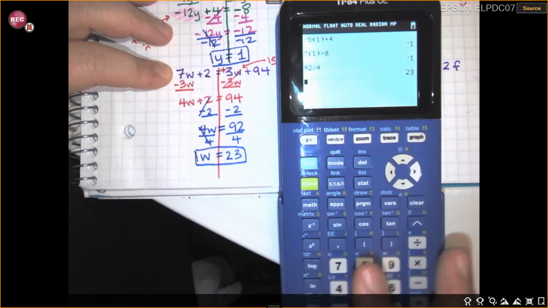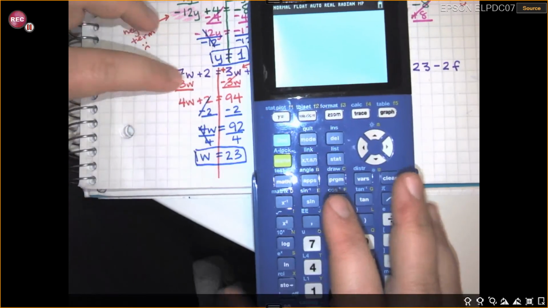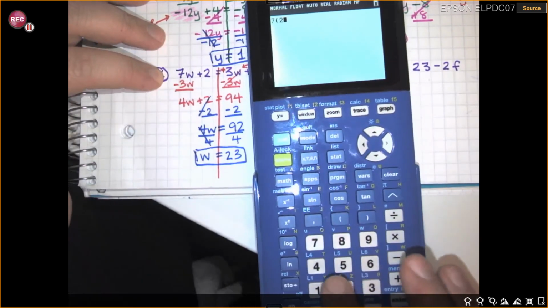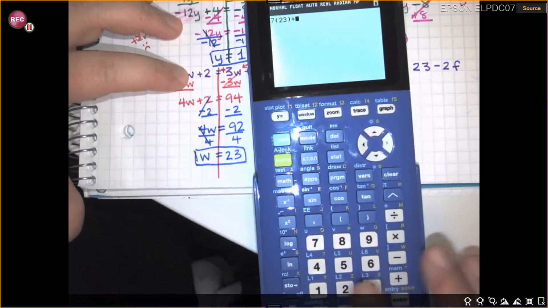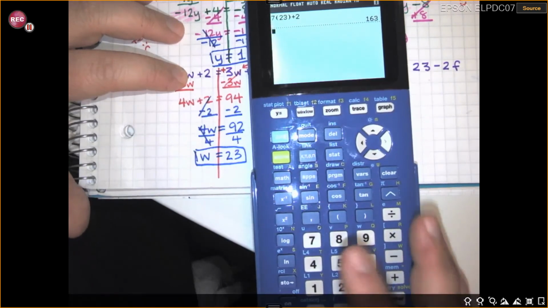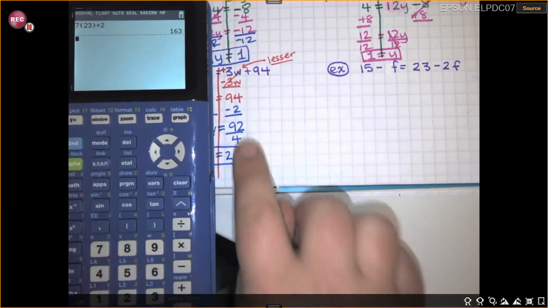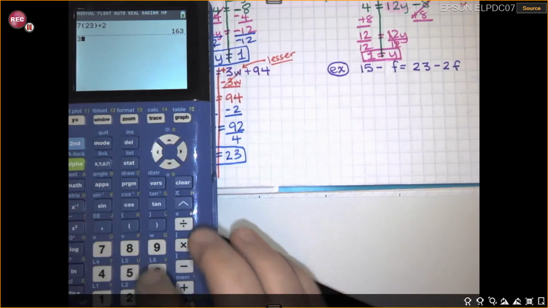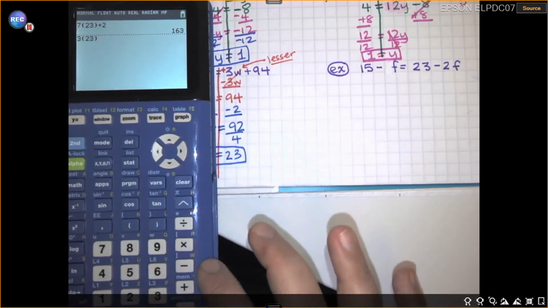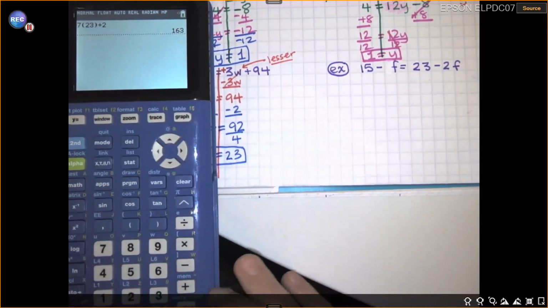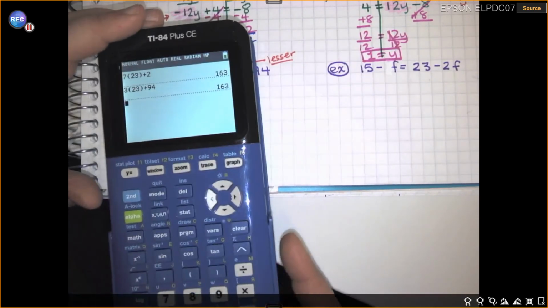Okay, but I would want to check that anyway by putting it back into the original. So I go back up to the original, and I'll plug in 23. So 7 parentheses 23 plus 2 is 163. Now do the other side. 3w, so 3 times 23 plus 94. 163. So that is the correct answer.